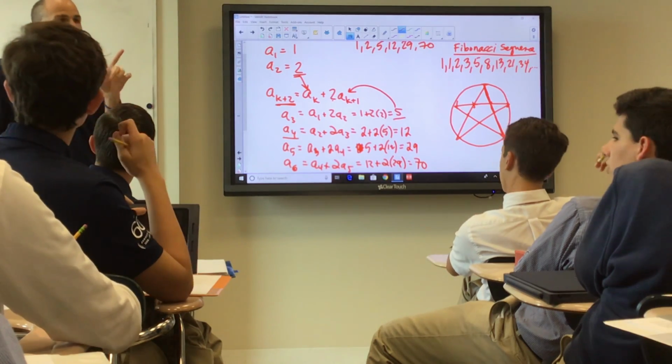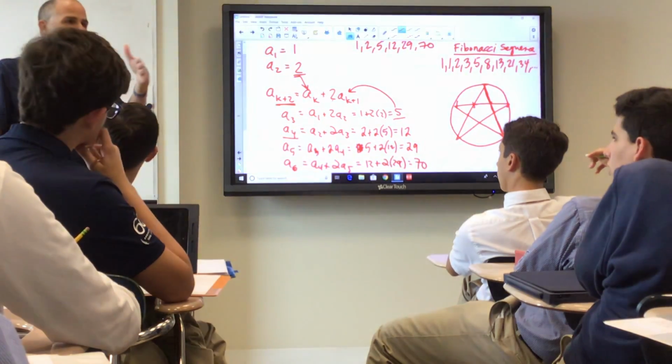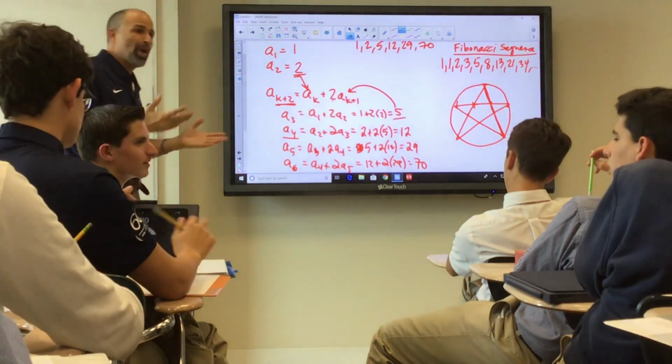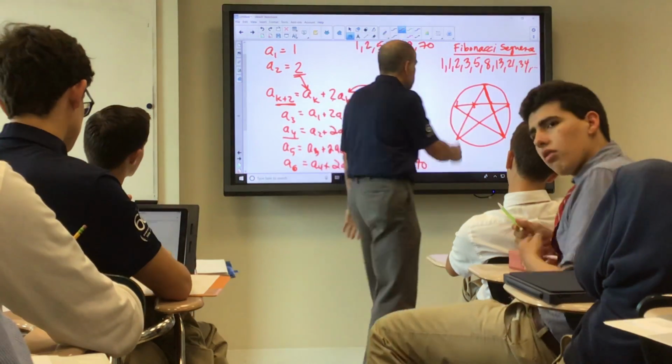What is the golden ratio? About 1.615. It's just a ratio of two values.